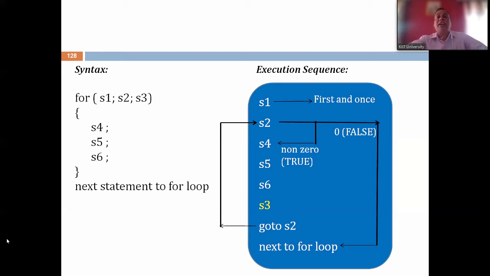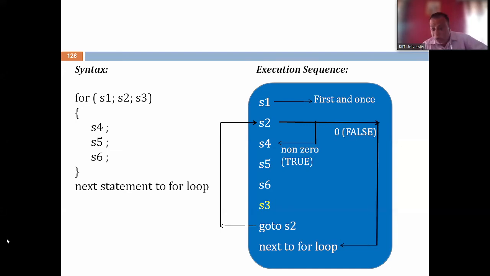Now S3 appears the third statement. We will either enter the loop, where statements S4, S5, S6 will go on executing, or I'll come out of the loop. It depends upon the value being returned by S2. If statement S2 returns a value 0, it is treated as false.